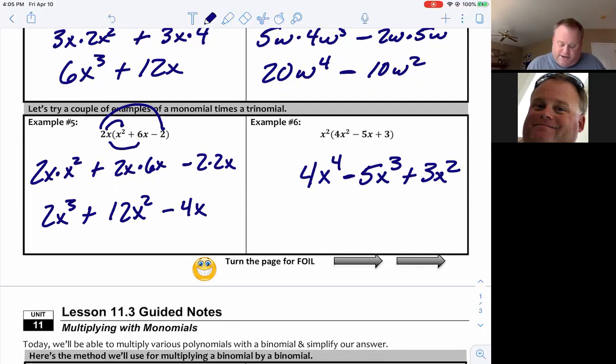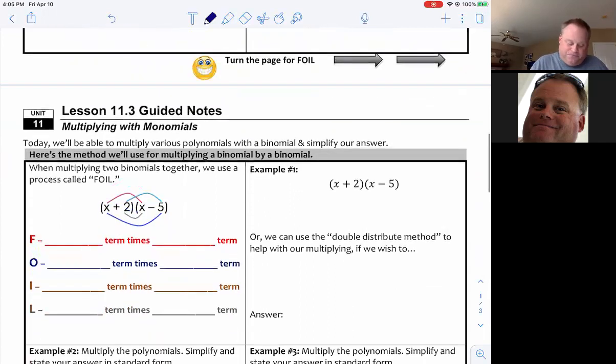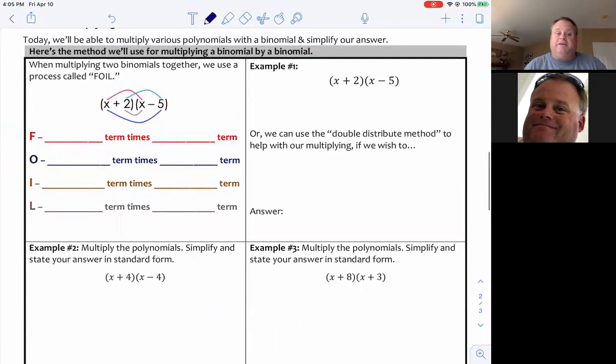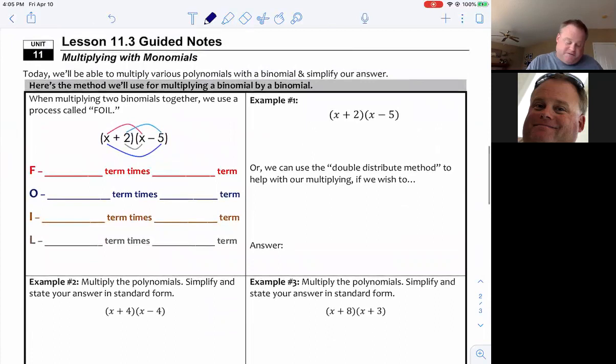So let's go ahead and turn the page, because we're now going to FOIL. See the smiley face? Yeah, FOIL, here we go. Now, FOIL is used when we have a binomial times a binomial, okay? I'm going to pull this down here because I'm going to draw a little space here in a second. And what that means is this. FOIL is an acronym that we use when we multiply a binomial times a binomial. I keep saying it over and over because I need you to get this into your head. And here's what it stands for.